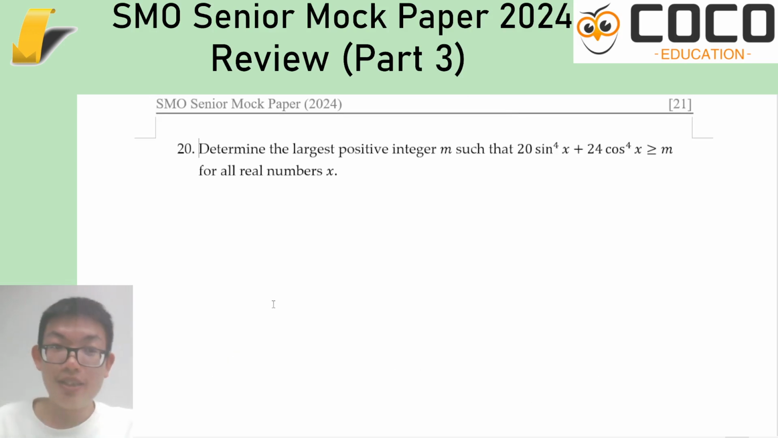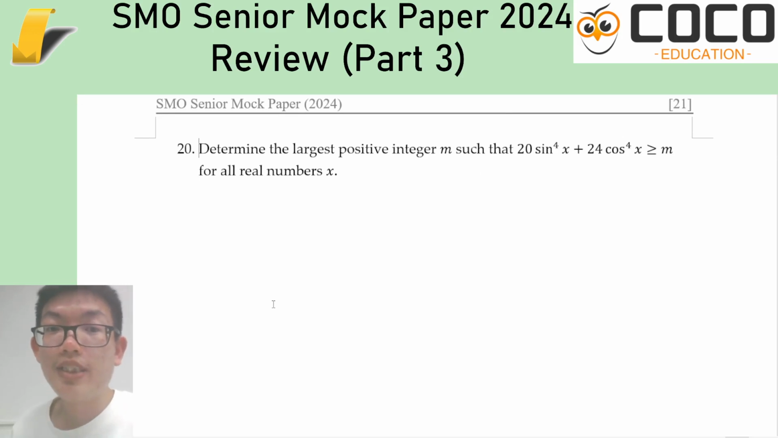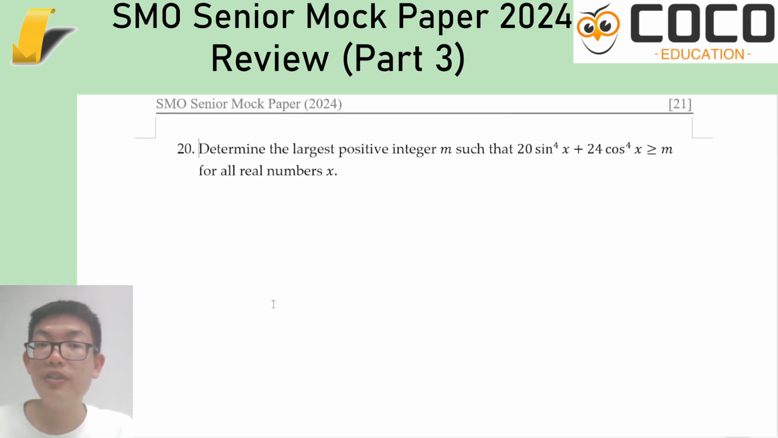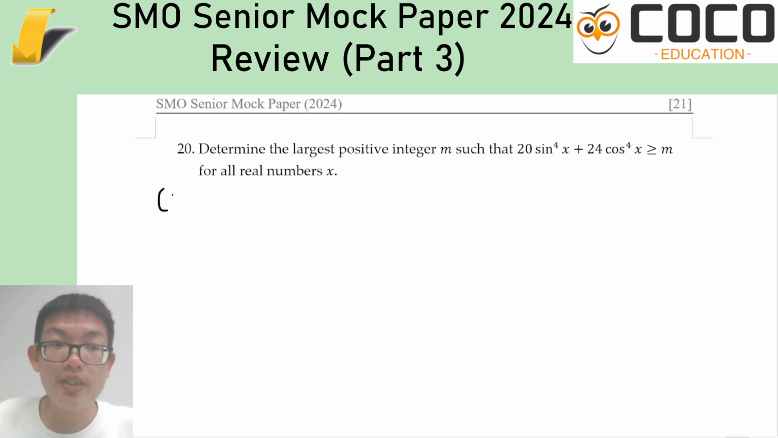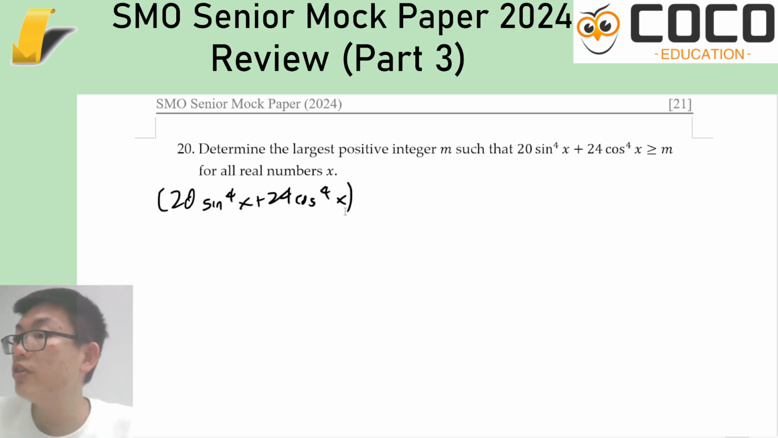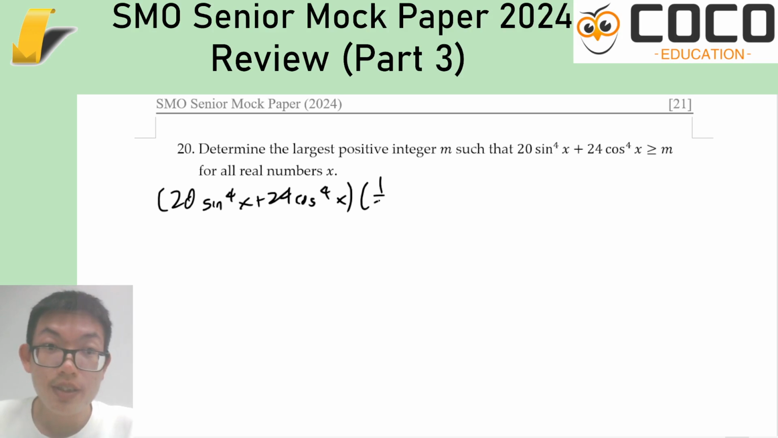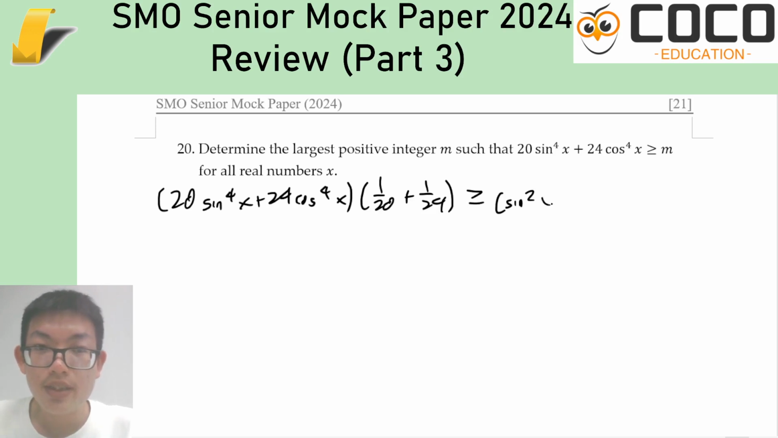Question 20. Determine the largest positive integer m such that this is greater than or equal to m for all real numbers x. There are 2 ways that you can do this, and I will first mention the high-powered way because this will only be relevant to a small handful of people. So for the small handful of you who are familiar with Cauchy-Schwarz, you can immediately get this from Cauchy-Schwarz.